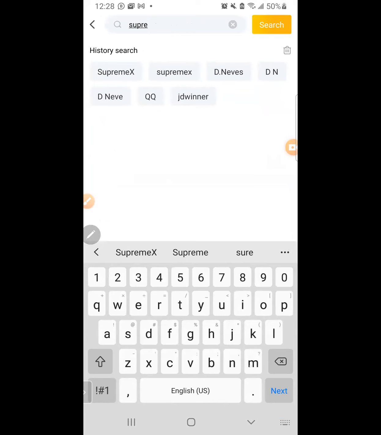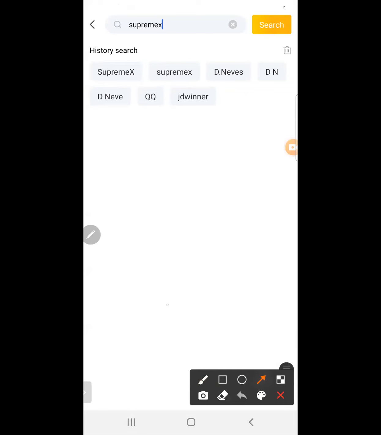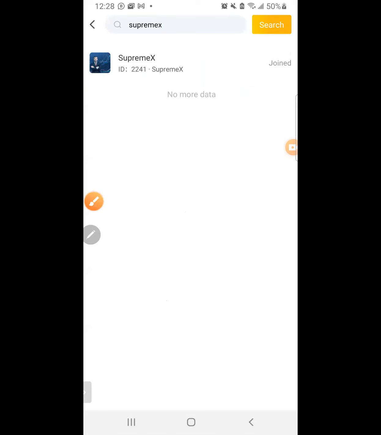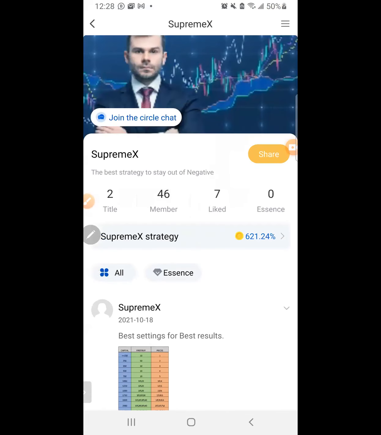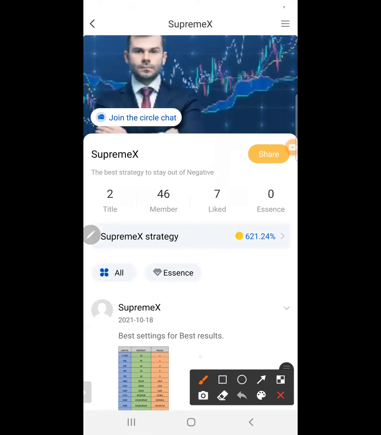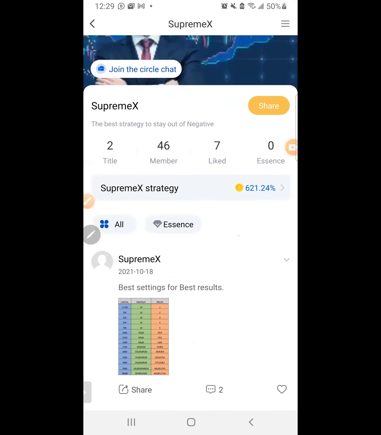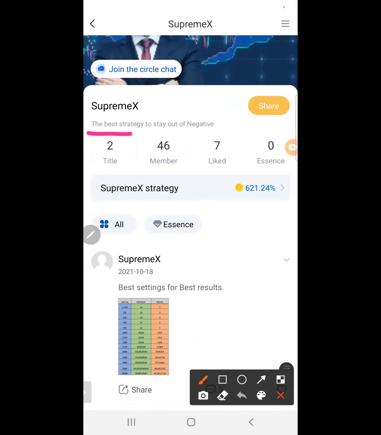Supreme X, right? And click on search. It's going to bring them here. Click on it. Once you click on it, you see, it says, welcome to Supreme X. Our strategy 130 aligns with constant profits, right? Yeah, this is the part I was looking for. This is where they wrote it. The best strategy to stay out of negatives. That's what caught me and made me really test it.